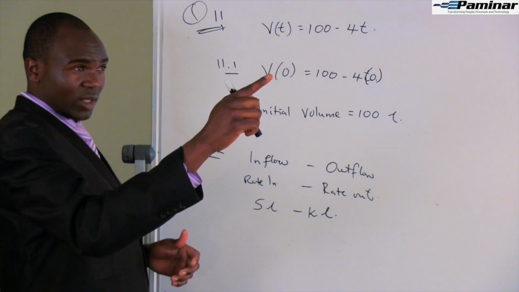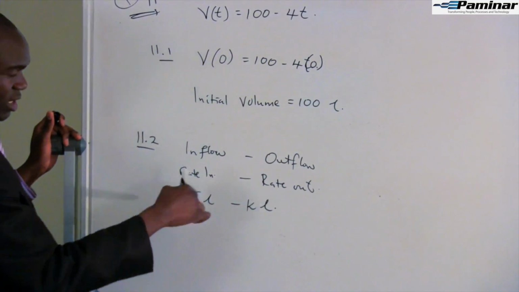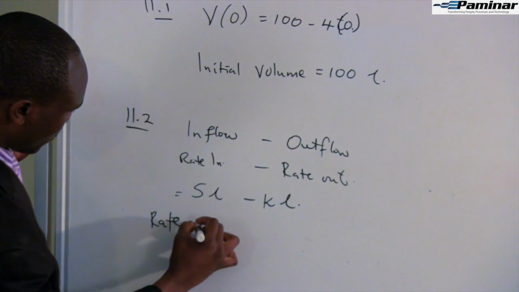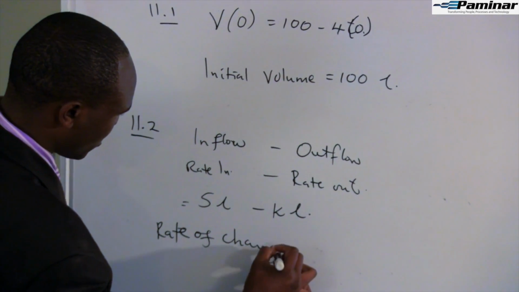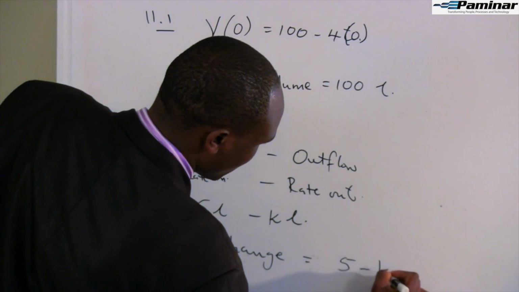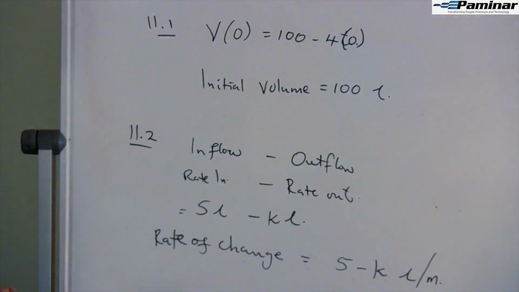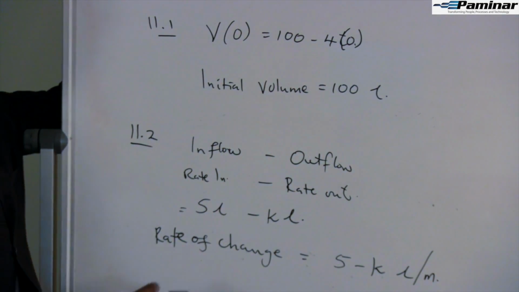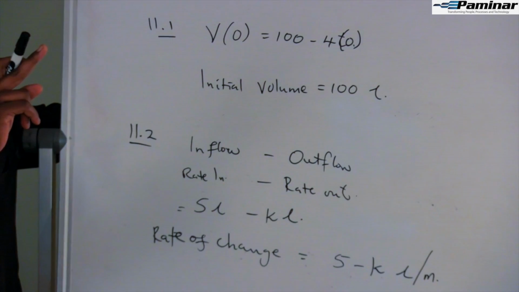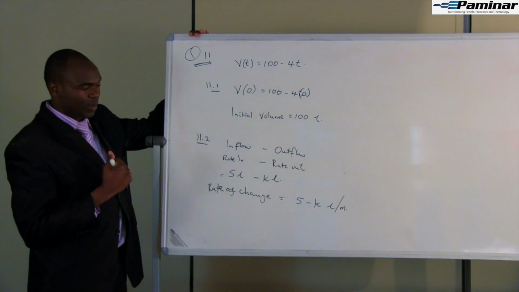Now look at what the question is: rate of change. So now we're answering the question. The rate of change is equal to 5 minus K liters per minute. Alright? 5 minus K liters per minute. That is the rate of change of the volume of water. This is the first one. Remember, there are two expressions.